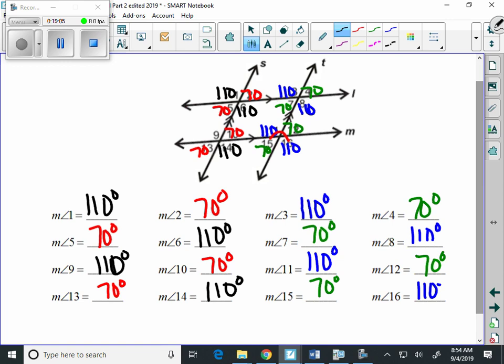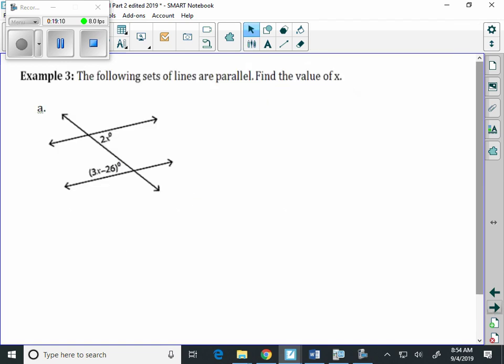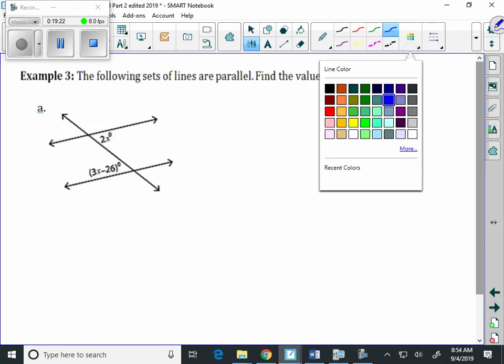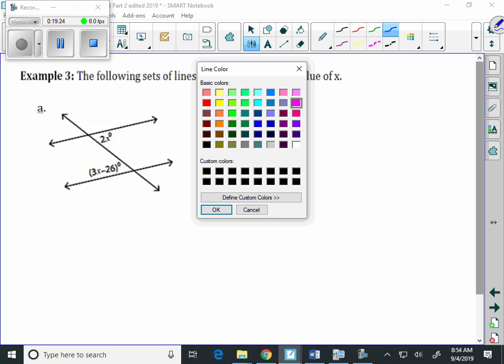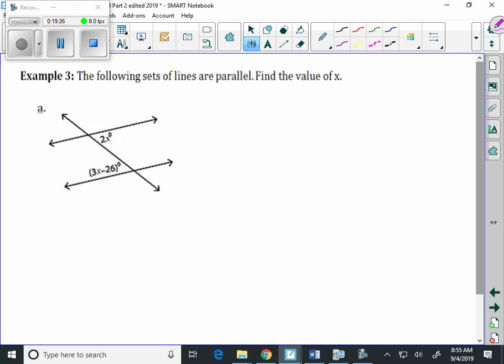So as we get close to finishing now, the following sets of lines are parallel. Find the value of x. What might be even more important here is, can you identify what kind of angle we're working with? If we take a quick look at this picture here, the type of angles that we're working with in this particular one are alternate interior angles.